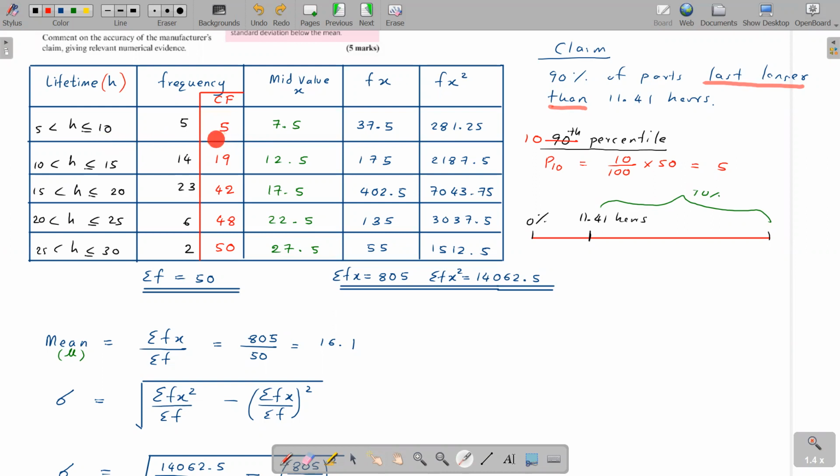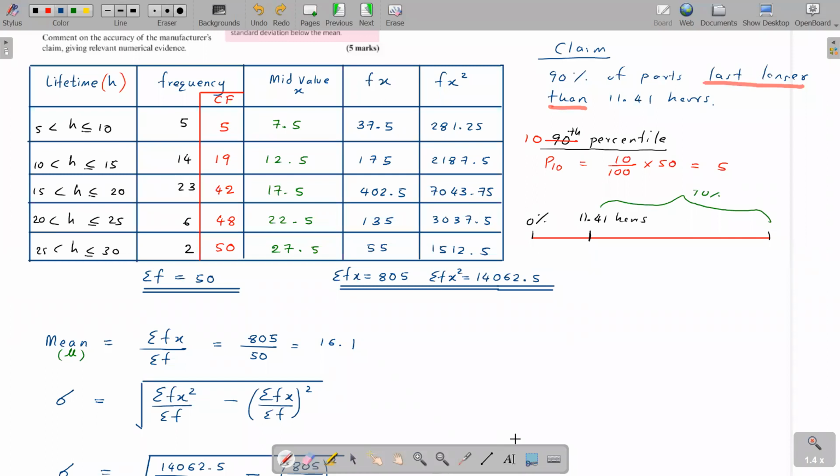For cumulative frequency 5, what is the lifetime? The lifetime is immediately 10, because for the lifetime 10, it corresponds to cumulative frequency 5. For lifetime 15, it corresponds to cumulative frequency 19. If you have a value in between only, you have to perform linear interpolation. But if you are at the corner, you don't need to. Cumulative frequency 5 corresponds directly to a lifetime of how many hours? 10 hours. So the 10th percentile is actually 10 hours.